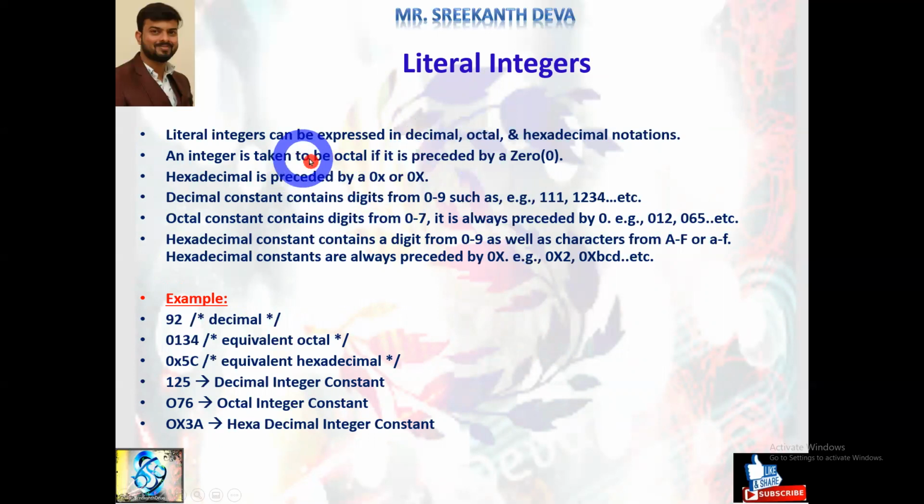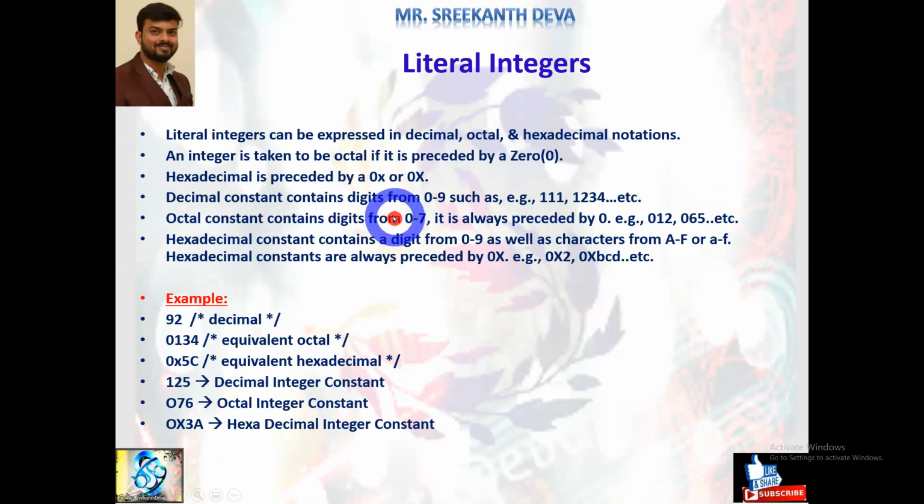Literal integers can be expressed in decimal, octal, and hexadecimal number notations. An integer is taken to be octal if it is preceded by a 0. A number that starts with a 0 is treated as an octal number. A number preceded by 0x, small x or capital X, is treated as hexadecimal.